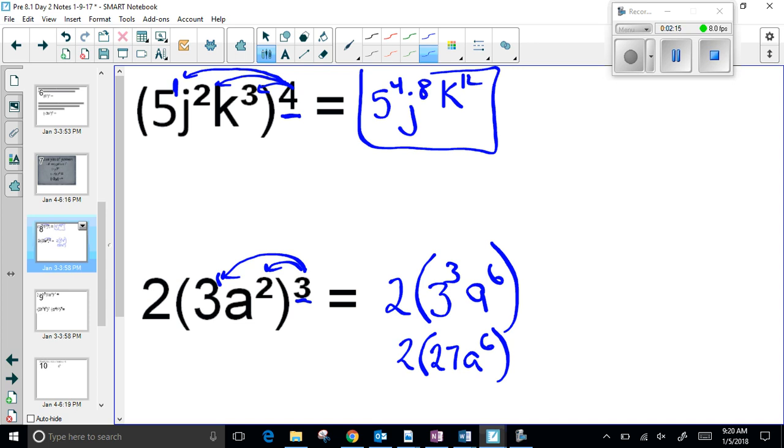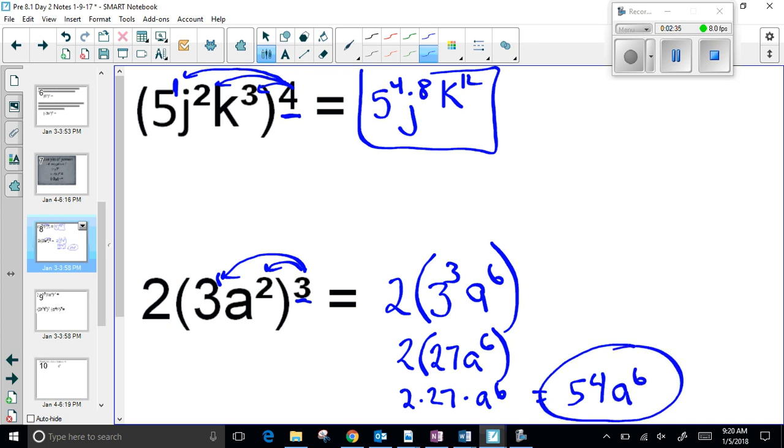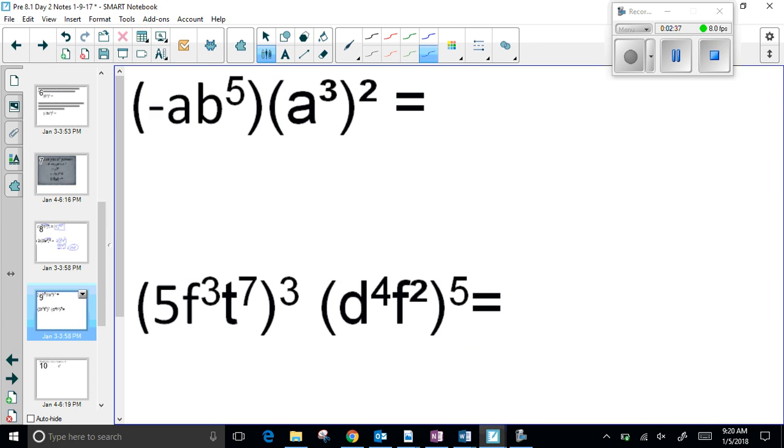And here's where I will caution you. You're not really using the distributive property. You're not going to take 2 and multiply times 27 and times a to the 6th. What this is really saying is 2 times 27 times a to the 6th. If you look at it that way, then the final answer is 54 times a to the 6th, and that's what we should have. Okay, next slide.